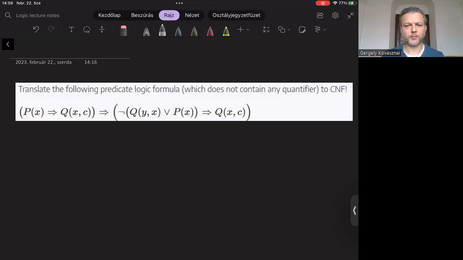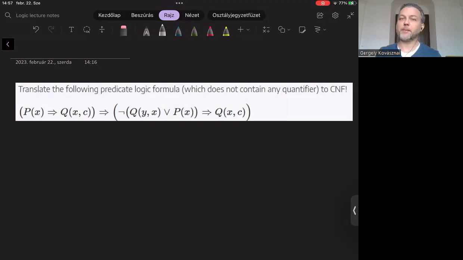You can see a predicate logic formula on your screen, which contains no quantifiers. One can say this is a quantifier-free formula. I want to show you that you can apply the same laws from propositional logic in this case in order to translate this predicate logic formula, this first-order logic formula, to CNF.